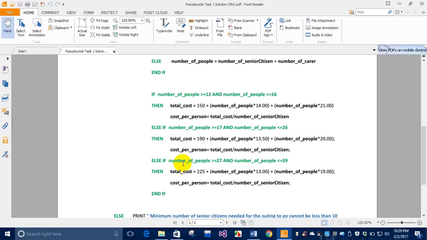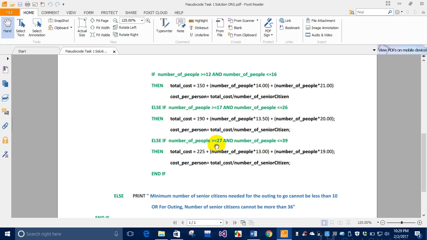Let's see, if the number of people is greater than or equal to 27 and the number of people is less than or equal to 39, then again I have changed the value of the coach, meal, and the cost of the theater ticket. Then cost per person is equal to total cost divided by the number of senior citizens, and this is the end of this if statement.